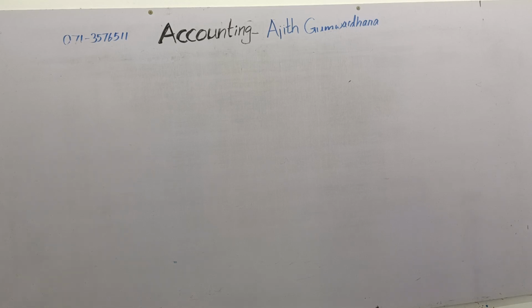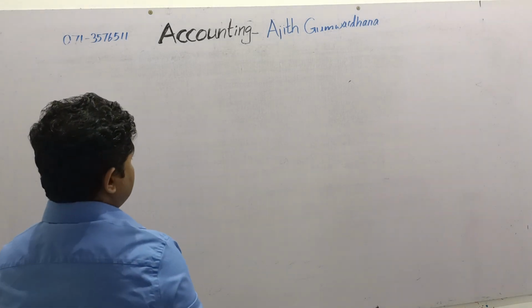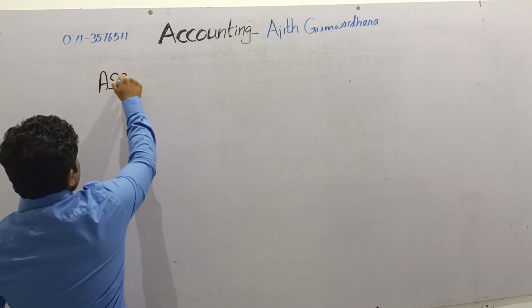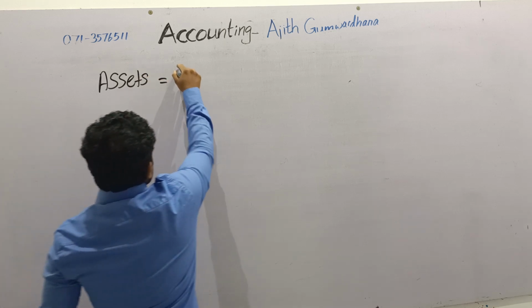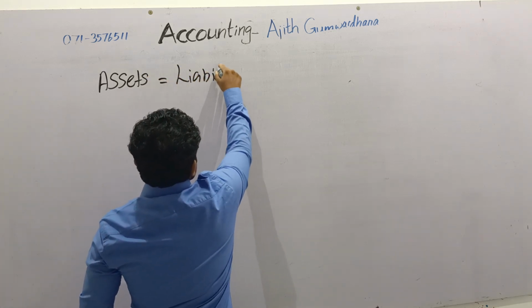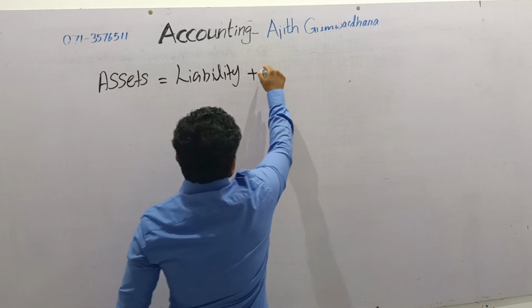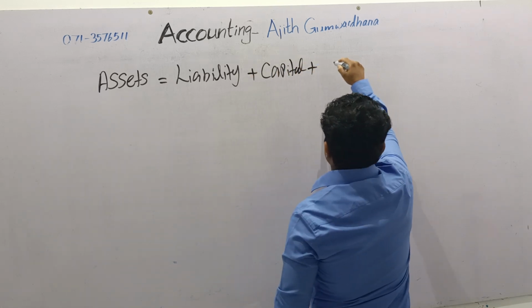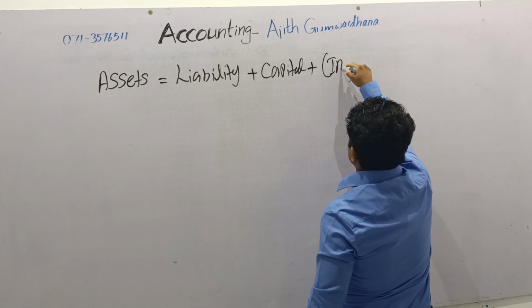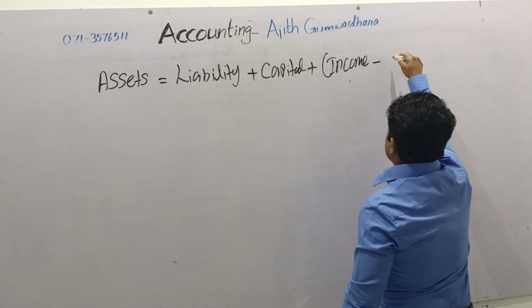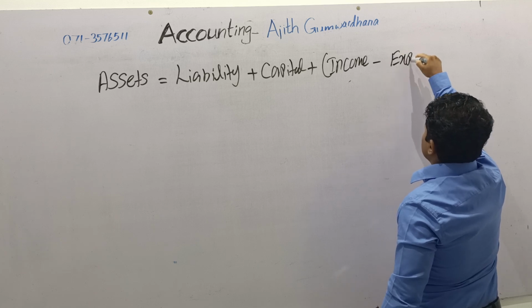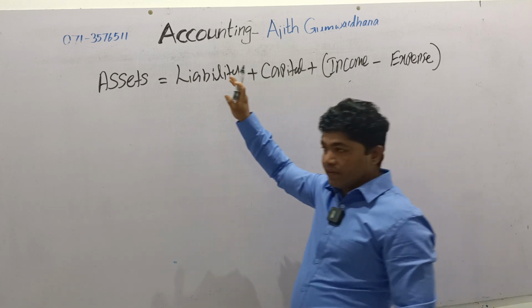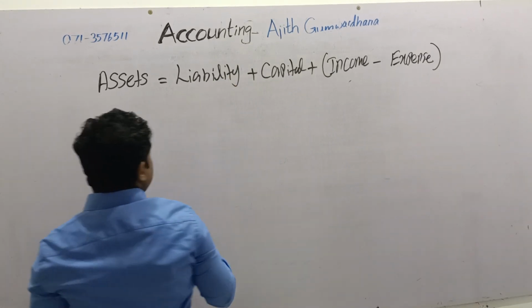Think: assets equal liability plus capital plus income minus expense. Therefore, this is also an equation: assets equal liability plus capital plus income minus expense. This is also an economic equation. Think how to record each and every transaction by using this equation.